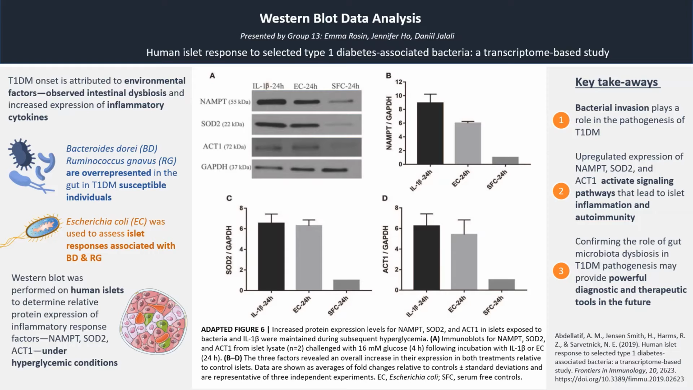Recent research has reported that intestinal dysbiosis is commonly found in newly diagnosed type 1 diabetes patients and is associated with the presence of inflammatory cytokines. These studies consistently indicate that bacteroids, including Bacteroides dorei, BD, and Ruminococcus gnavus, RG, are overrepresented in the gut of susceptible individuals. These same individuals were also found to have increased intestinal permeability.